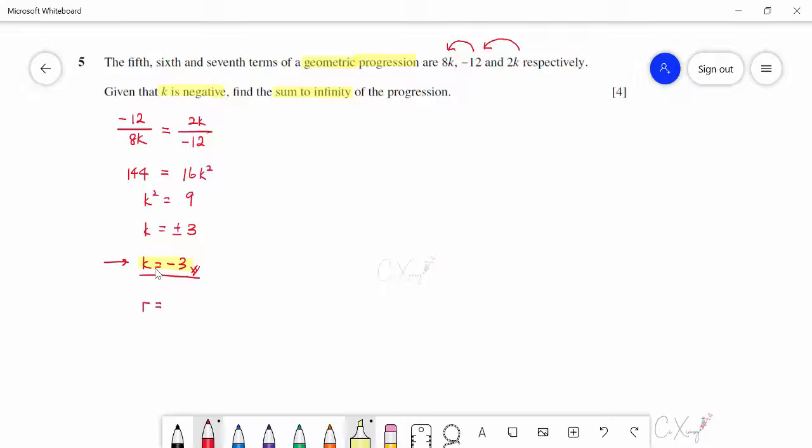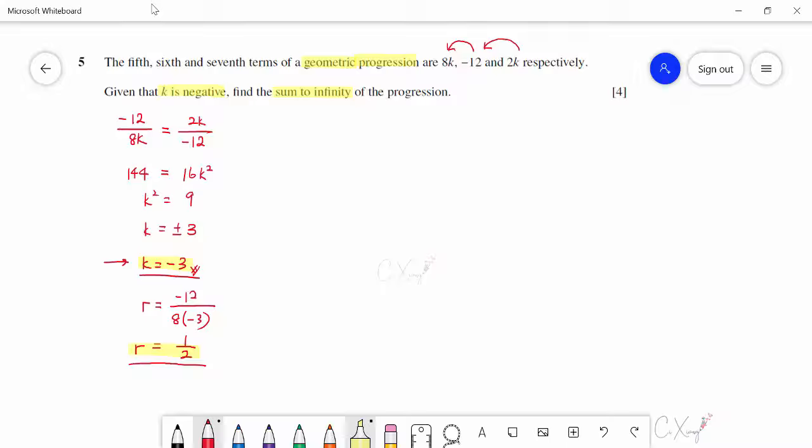So for the common ratio, it will be negative 12 over 8k. So 8k is negative 3. So from here, when you simplify, you'll get your ratio, which is equal to 1 over 2. Okay, so this is the common ratio, r equals 1 over 2, which is also important for our calculation later. Alright, so besides r equals 1 over 2, we also need to get the value for a.